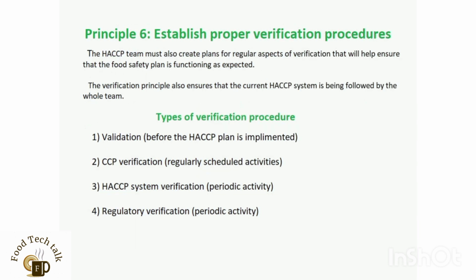The sixth principle, establish proper verification procedures. The HACCP team must also create plans for regular aspects of verification that will help ensure that the food safety plan is functioning as expected. The verification principle also ensures that the current HACCP system is being followed by the whole team. The types of verification procedure: first is validation, second is CCP verification, then HACCP system verification, and regulatory verification.